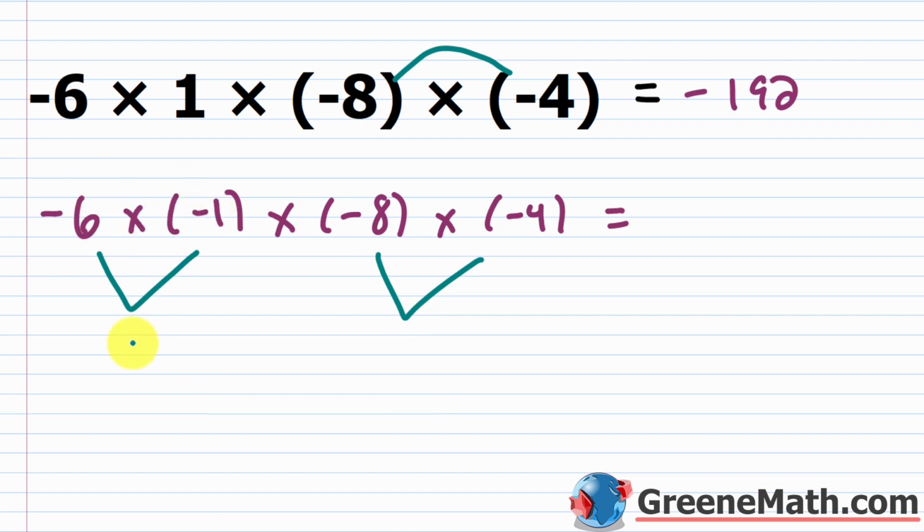So negative times negative gives me a positive, and then negative times negative gives me a positive. Because I have 1, 2, 3, 4 negative factors, and 4 is an even number, this is going to be a positive product. So this would change to positive 192. Now, when I say even and odd, what do I mean?